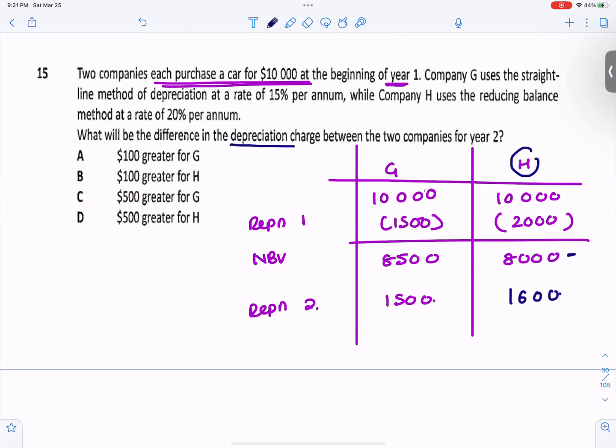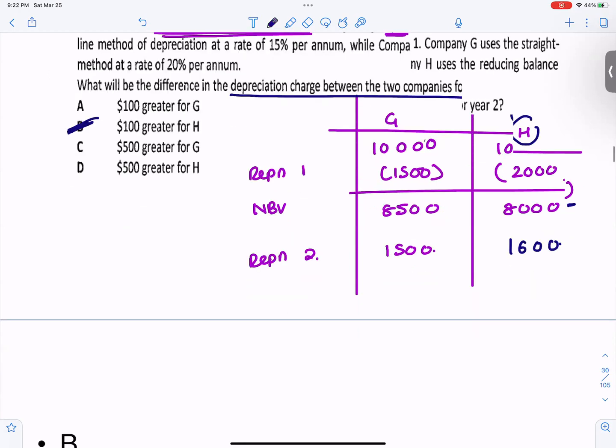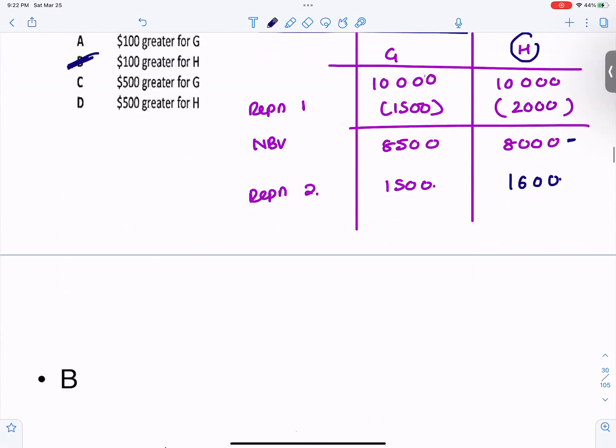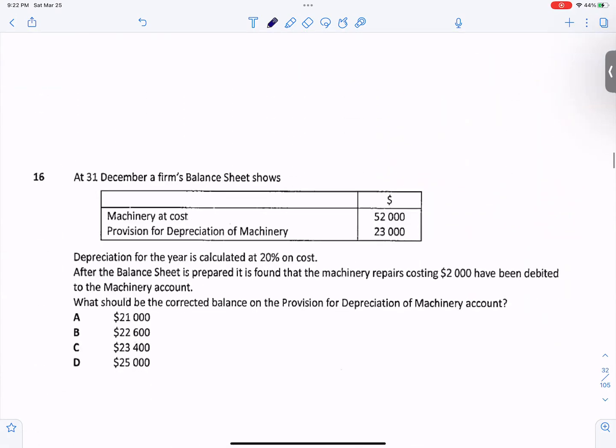What is the difference in the depreciation charge between the two companies for year 2? So company H is 100. Company H is $100 greater. Yes, in dep 2, you're correct, sorry. You sure? Yeah, I got it now. I was looking at dep 1 earlier. Okay. Next one.